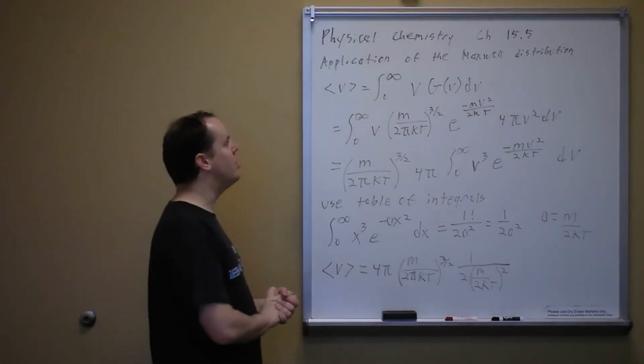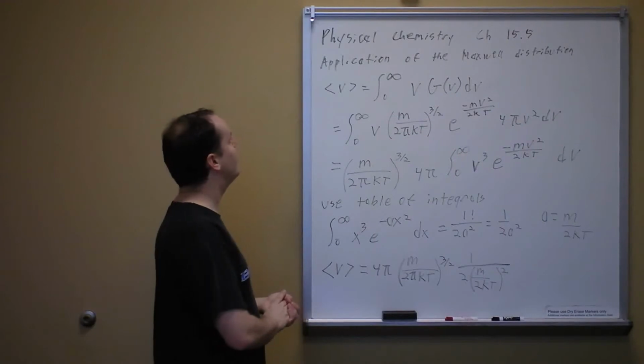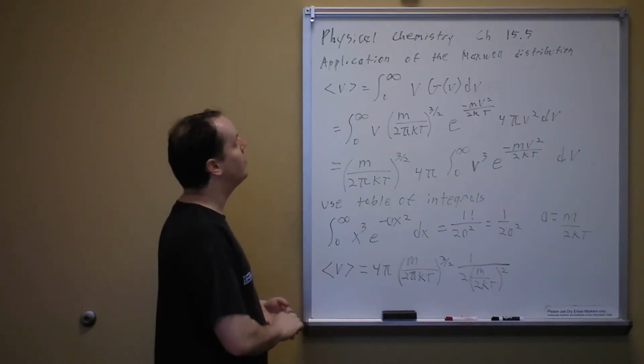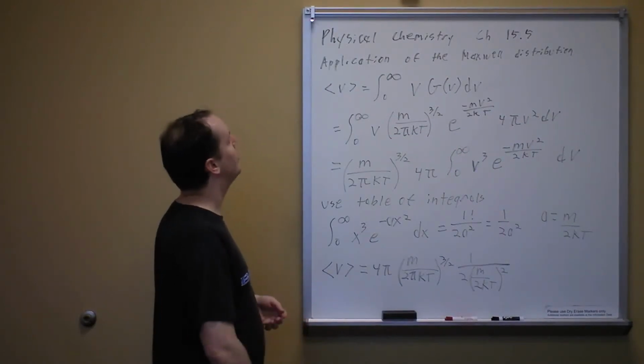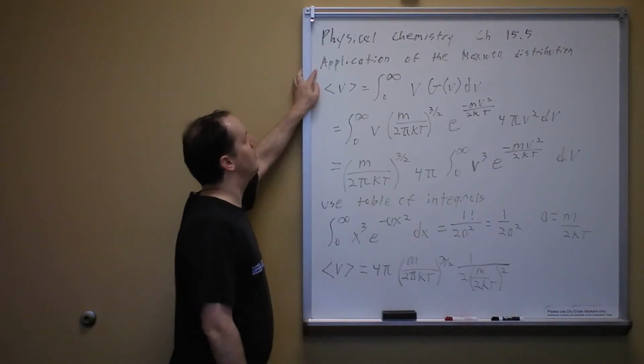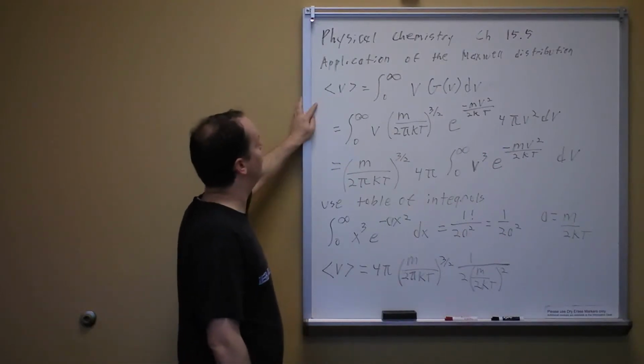Okay, this is Physical Chemistry, Chapter 15. We're starting Section 5 now. In Section 4, we derived the Maxwell distribution. In this section, we're going to talk about ways to apply the Maxwell distribution.